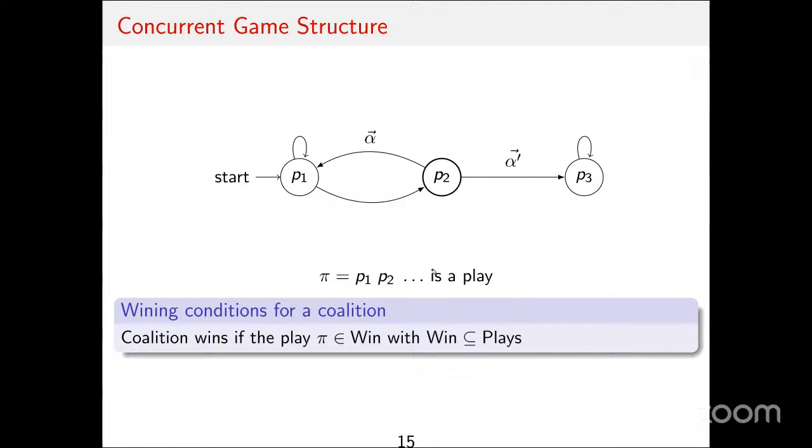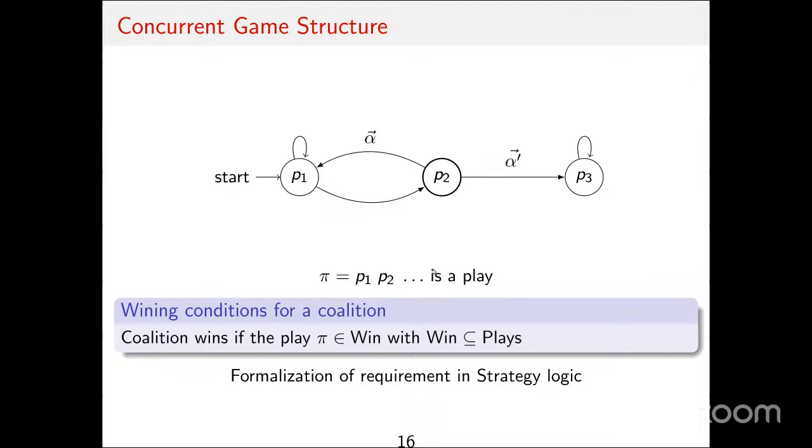And because we have possibly more than 2 players, the idea is that we gather players in coalitions. So we will have one coalition that wants the play to be part of a given set of plays. That is the winning condition. And the anti-coalition that wants the play to not be within the set of winning plays. That's all. Usually, and for the rest of the talk, this set of winning plays is given by an LTL formula on some properties that are labeled on the positions of the structure.